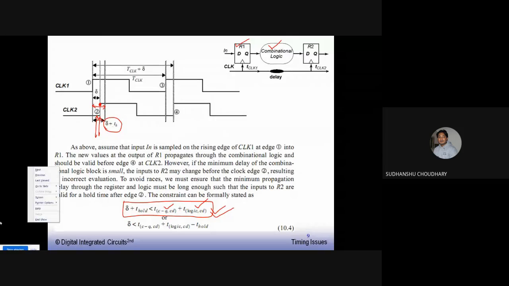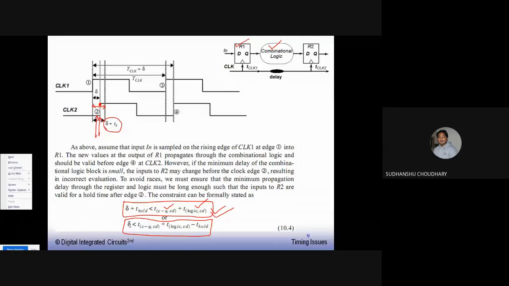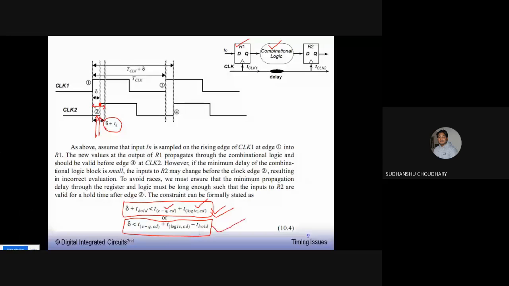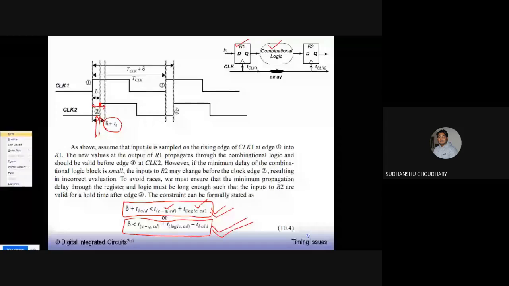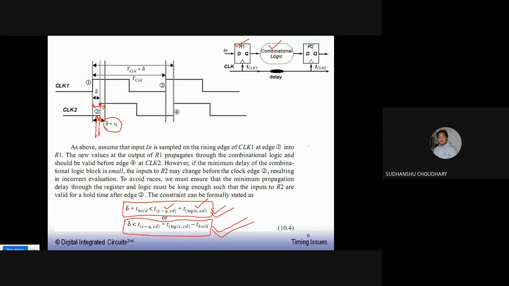If I bring t hold to the right hand side, the condition changes: skew should be less than the clock to Q delay of the register plus the contamination delay of the logic minus hold time. This is the condition which must be true, not just for this circuit, but for any circuit. Otherwise the data will be processed at edge number 2 instead of edge number 4. It will be processed at both 2 and 4, which we don't want. That is called a race condition.